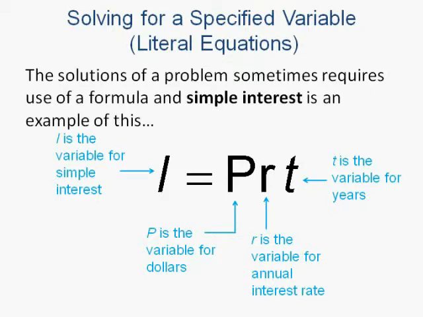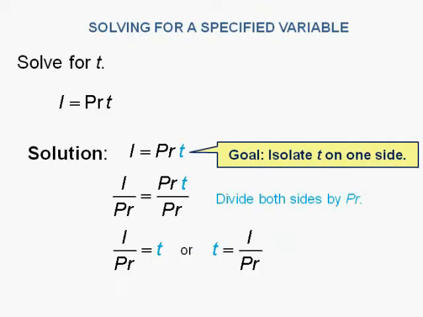I equals PRT, with I being interest, P being the variable for dollars, principal it's called, R rate, and T time in years. Your banker loves to use this formula on you for your home mortgages, car purchases, credit cards, and you say you never use math in real life. They'll give us this equation and ask us to solve for another variable. Let's say we've got I equals PRT and we want to get T by itself.